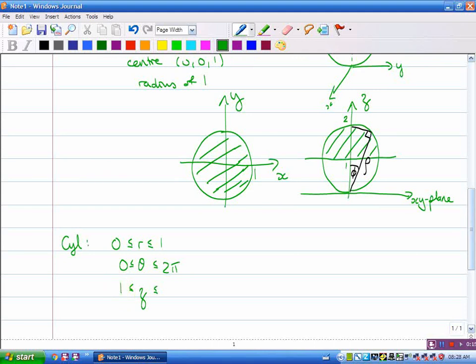I can't say 2. So I'm going to write 2 here, but it's wrong, so don't copy it down, okay? It's wrong, and I'm going to rub it out. It's tempting to write z goes from 1 to 2, but if we wrote z goes from 1 to 2, what we're describing is this. We're describing the entire region between the plane z equals 1 and the plane z equals 2, and that's clearly not what's going on, so let's quickly rub that out. I hope nobody copied it down. Don't copy it down. It's wrong. If you copied it down, rub it out.